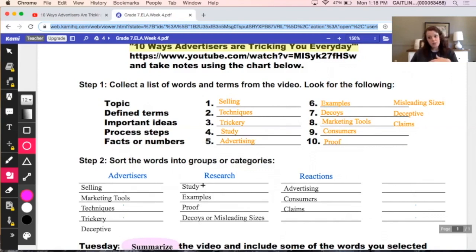It's not just about making money. It is about making money, but they're also deliberately, on purpose, trying to trick consumers, sometimes even children, a lot of times children, into buying their products. And it is kind of yucky. It's kind of gross that they're doing that. And so I put claims under reactions because I had some pretty crazy reactions to their claims. So that's what I had for Monday, step 1 and step 2.